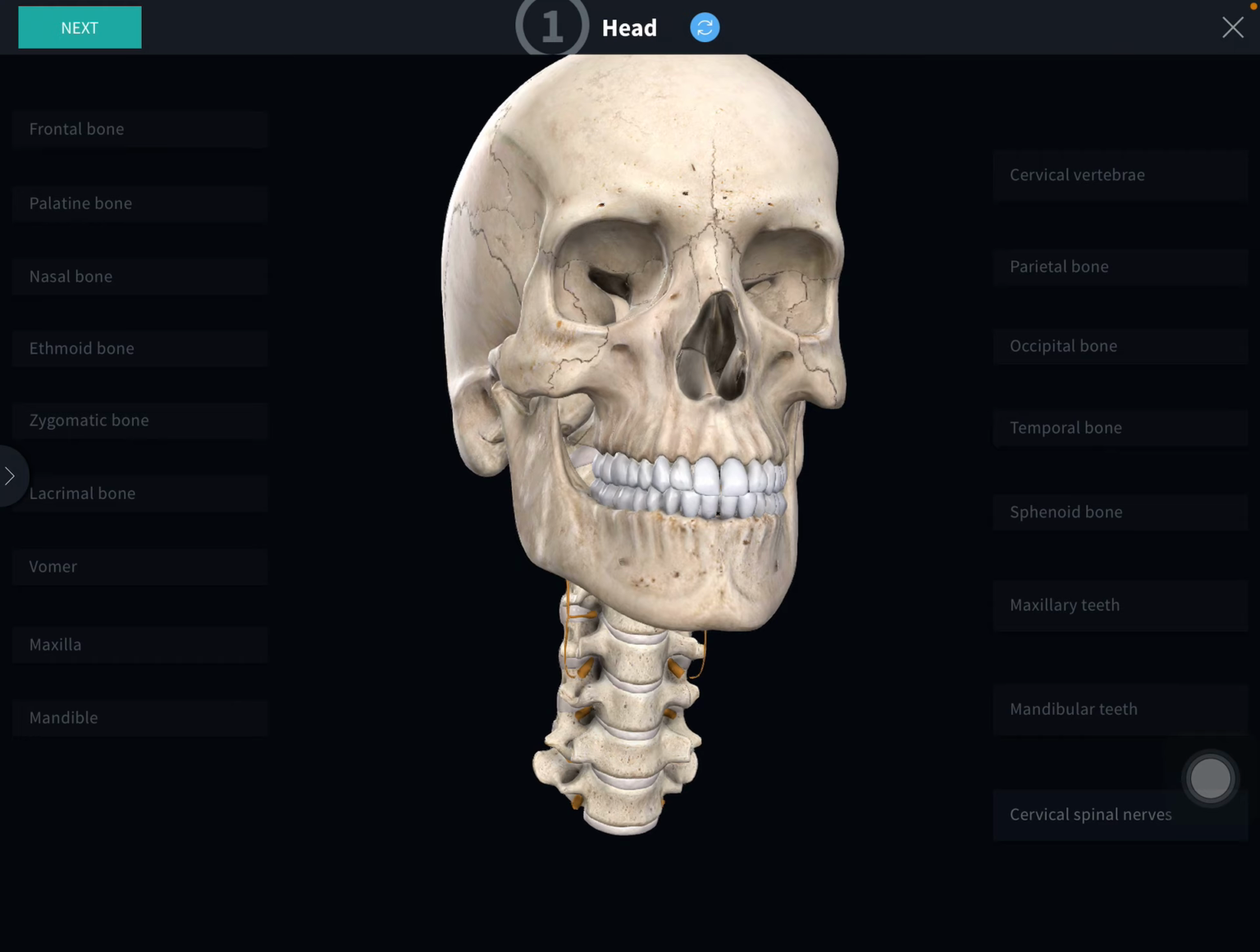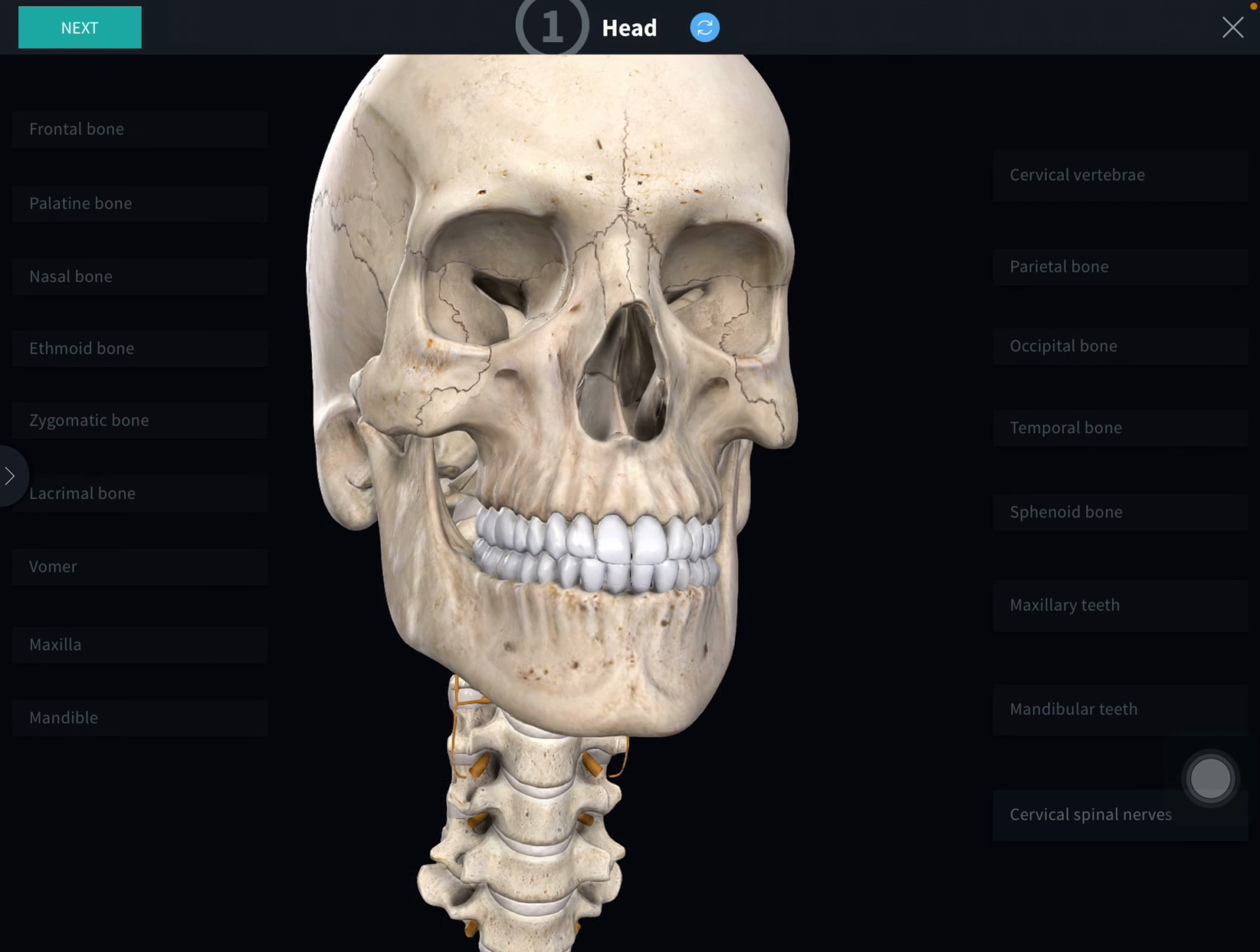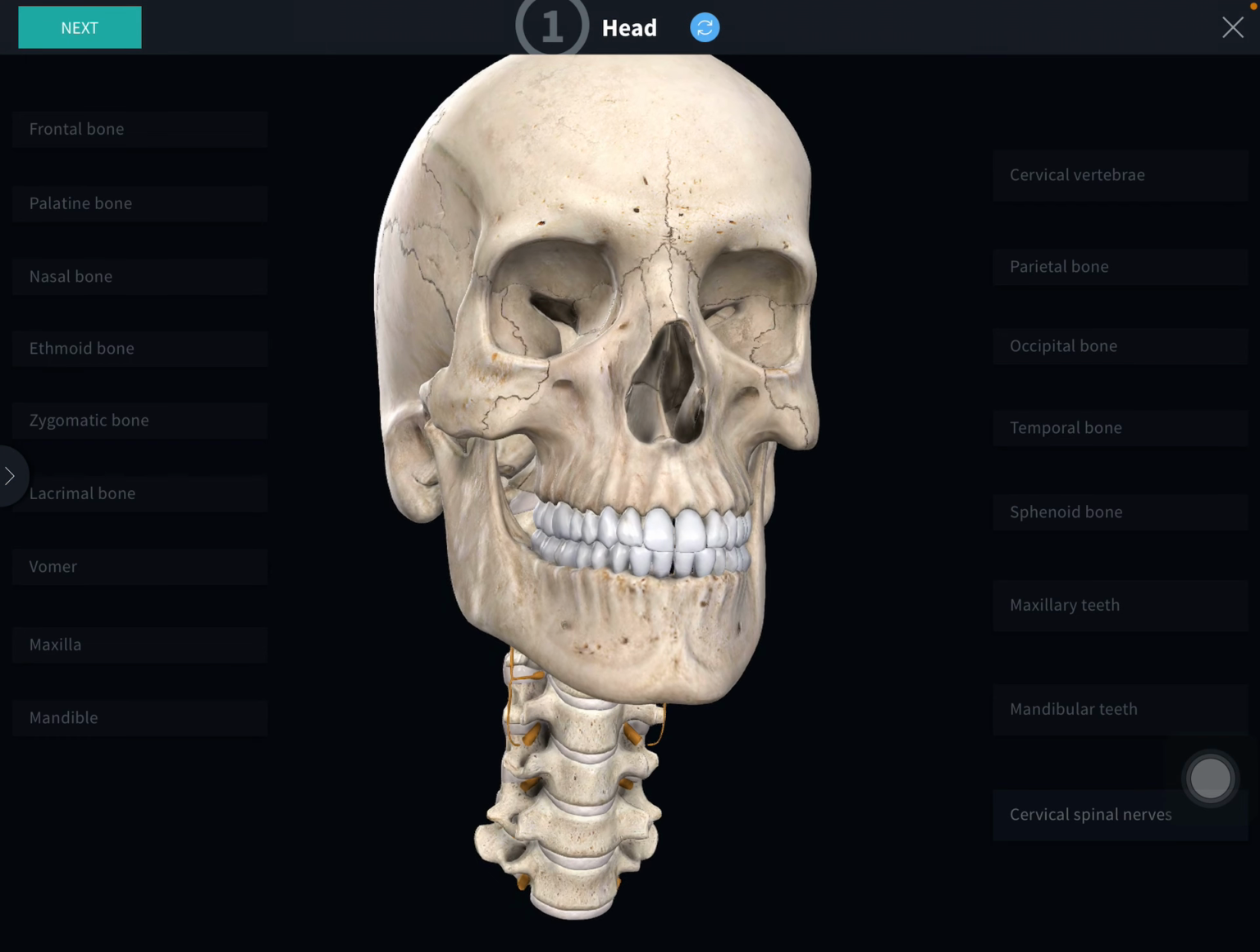So we have revised the osteology of the skull bones in this class. We will continue with the osteology of the cervical vertebra in the next class.